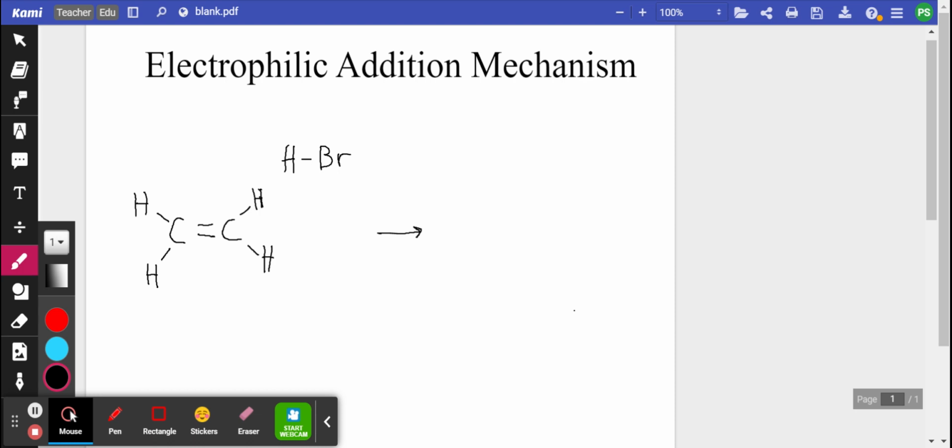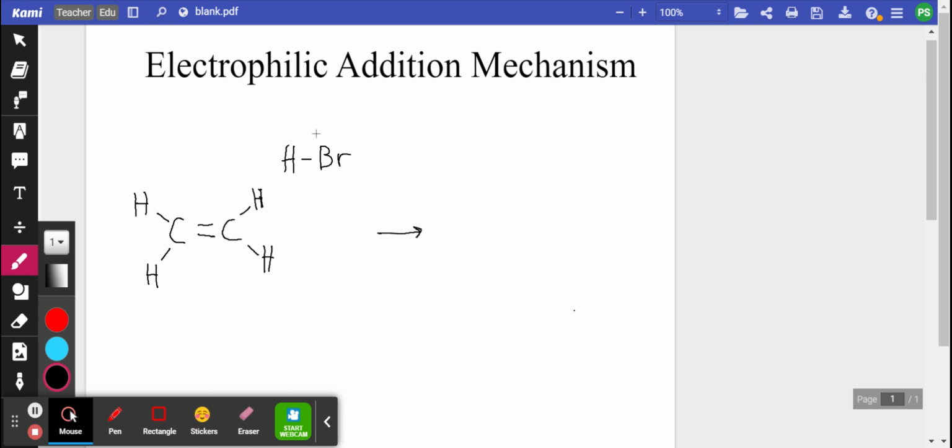So, in the drawing below, we have got ethene and we've got HBr. Now, this mechanism is called electrophilic because molecules are attracted to the area here of the double bond, which has a lot of electrons. There's 4 electrons. There's a high density of negative charge. So, why would HBr be attracted?